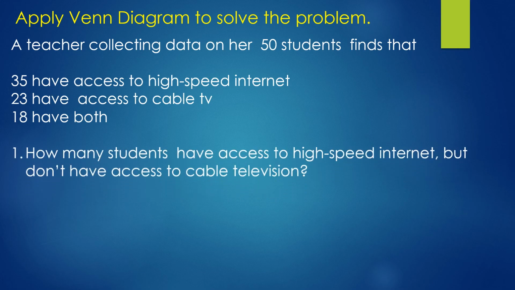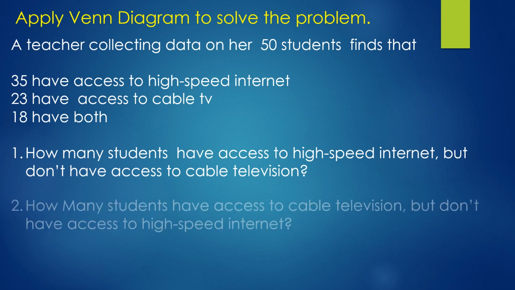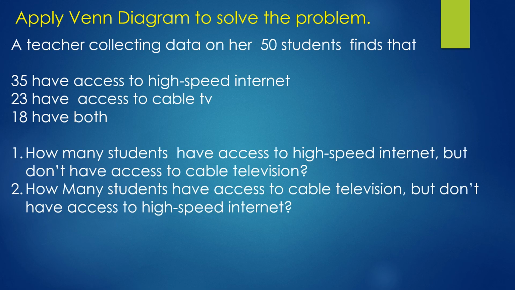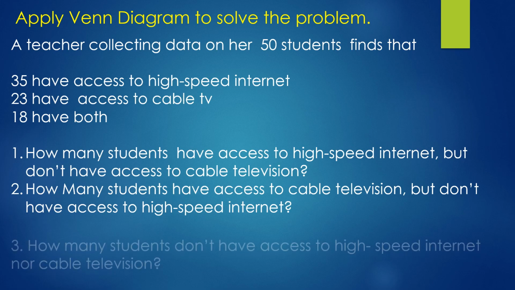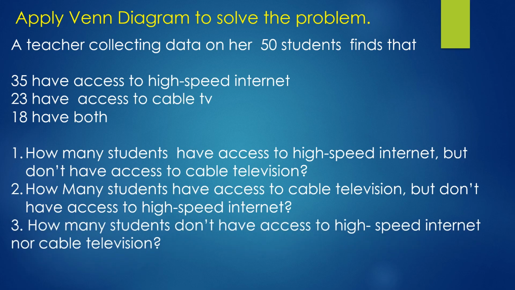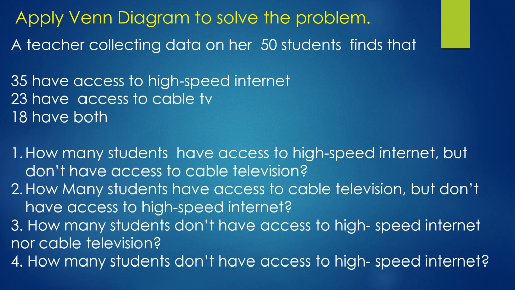Now, here's the questions that we can answer based on the given data and with the help of the Venn diagram. How many students have access to high-speed internet but don't have access to cable TV? Question number 2, how many students have access to cable television or TV but don't have access to high-speed internet? Number 3 question, how many students don't have access to high-speed internet nor cable television? And the last one, how many students don't have access to high-speed internet?